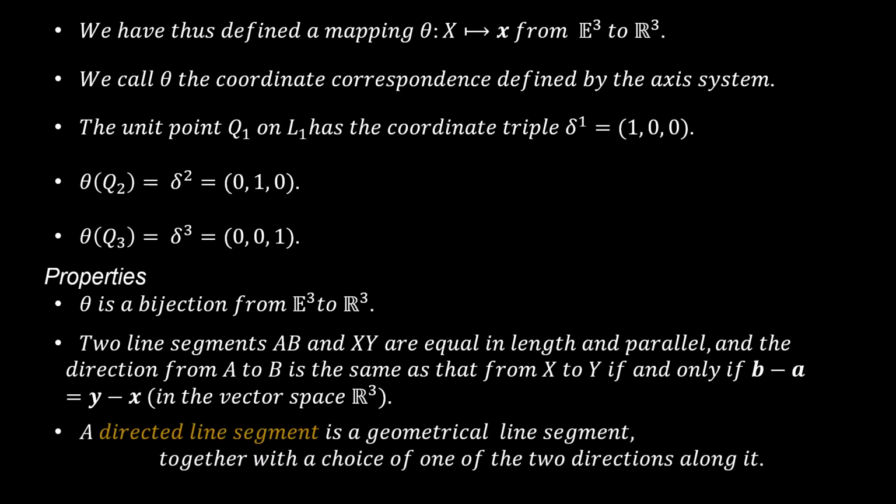Another important point is that there's this terminology, a directed line segment. What a directed line segment is, it's a geometrical line segment that has properties imbued to it. So together with the choice of the length, we have the choice of direction. So for example, if you have AB, you could choose to look at the direction from A to B or the direction from B to A. So that's what a directed line segment is. You have the aspect of length to it, but also the aspect of directionality.